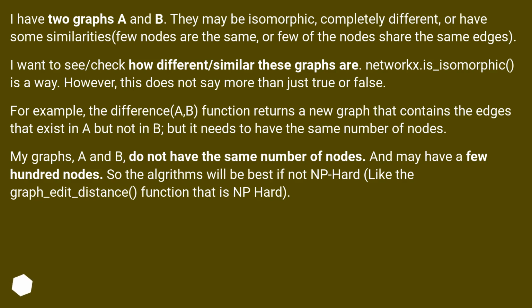networkx.is_isomorphic is a way. However, this does not say more than just true or false. For example, the difference function A/B returns a new graph that contains the edges that exist in A but not in B, but it needs to have the same number of nodes. My graphs, A and B, do not have the same number of nodes, and may have a few hundred nodes. So the algorithms will be best if not NP-hard, like the graph_edit_distance function that is NP-hard.